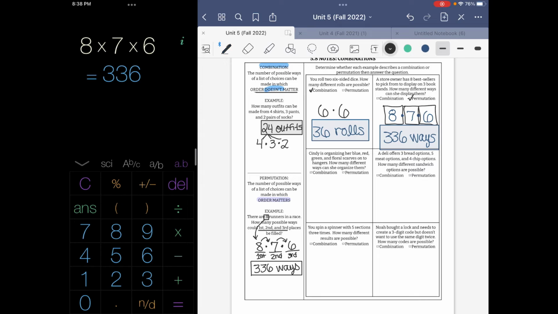Okay, third one. Cindy's organizing her blue, red, green, and floral scarves on hangers. How many different ways can she organize them? So we're assuming that she's putting them in an order as she hangs them up. So that is going to be a permutation. Now she has 1, 2, 3, 4 different scarves. So she's going to need 4 different hangers.